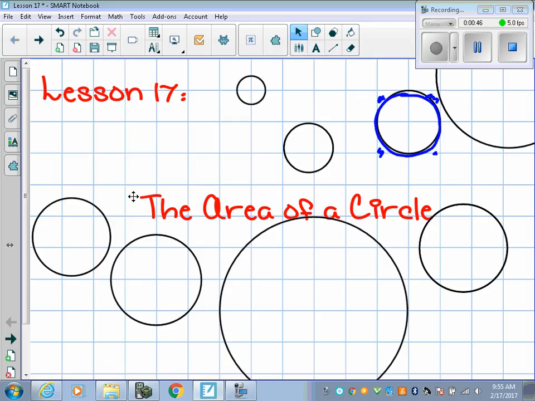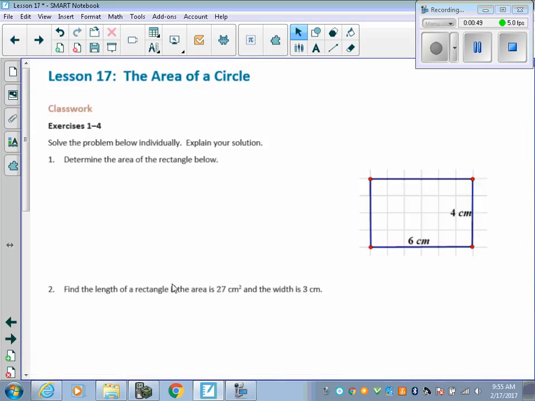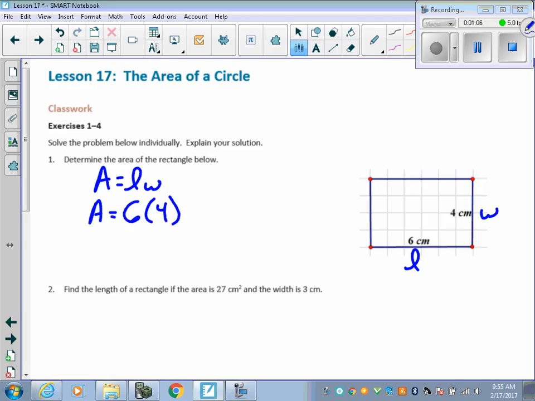Next, what I'd really like you to do is find out the area of this rectangle below. All right, so it has a length of 6 centimeters and a width of 4 centimeters. So if you remember, the formula was A equals length times width. So area equals 6 centimeters times 4 centimeters. And just like lesson 16, I'm not going to worry about the labels now. We'll do that later. So when you multiply, you get 24 centimeters squared. But you guys should have gotten that.